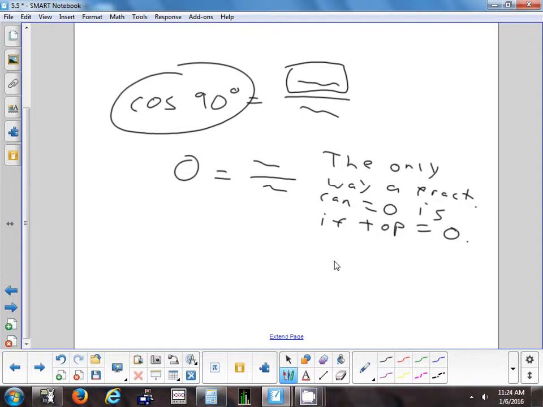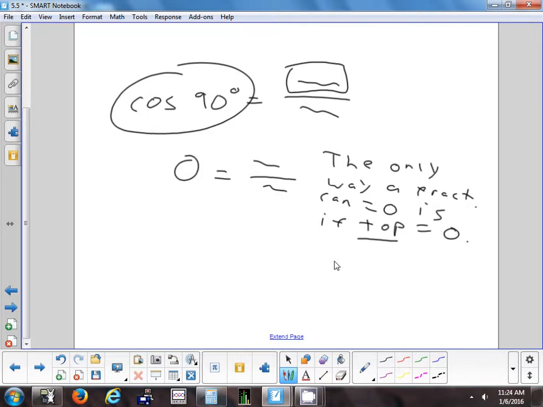In that formula, cosine theta equals the dot product over the product of the magnitudes. The dot product is what was in the top. So if the dot product comes out to 0, that's going to make the top 0, and 0 divided by anything is 0. And if we get 0, that means the angle must be 90.